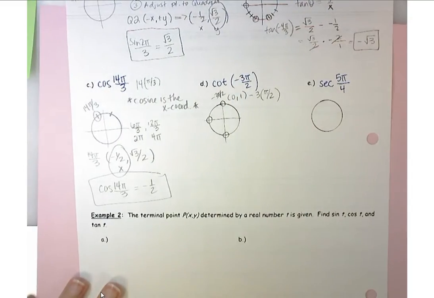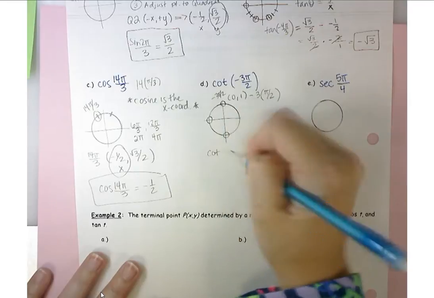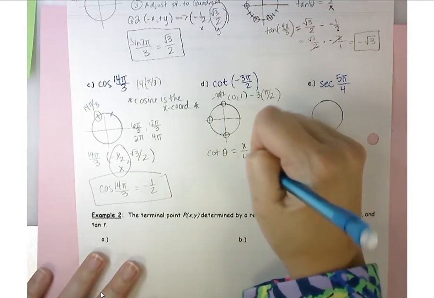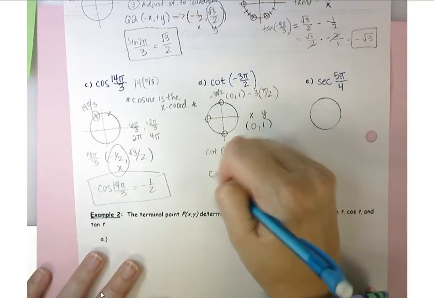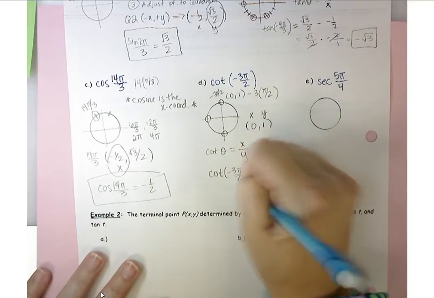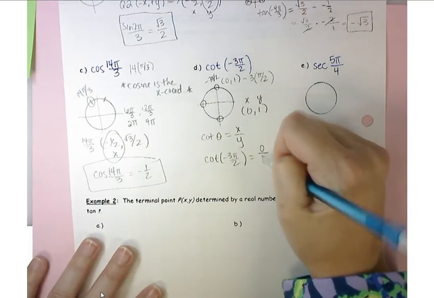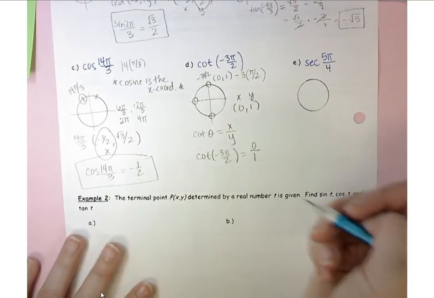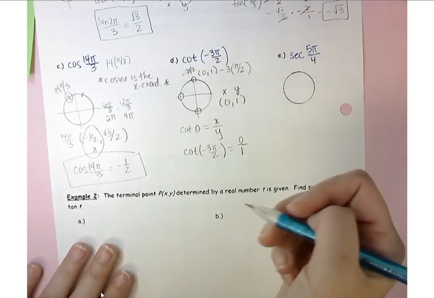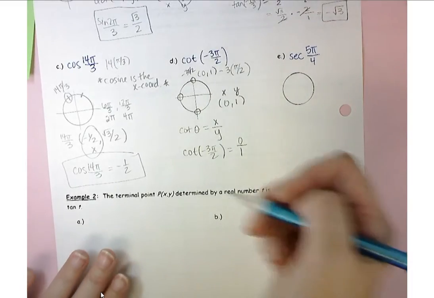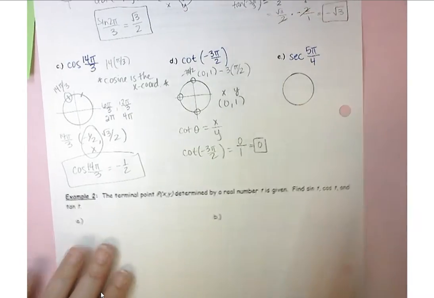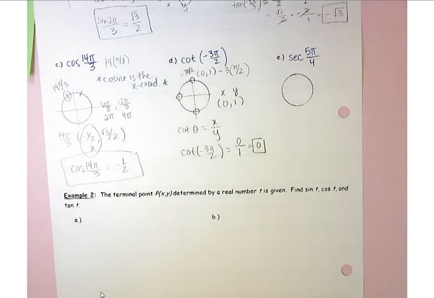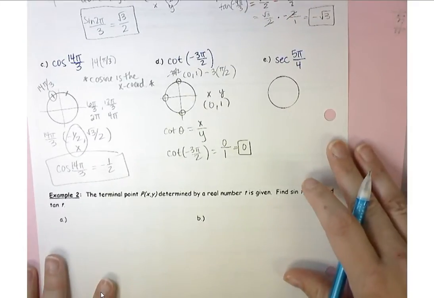Okay, so I know that my cotangent is equal to x over y. So if my point is 0, 1, here's my x, here's my y. The cotangent of -3 pi over 2 is going to be 0 divided by 1. Can we do 0 divided by 1? Just 0, right? When is it undefined? When zero's on the bottom. So your cotangent for that one is 0.